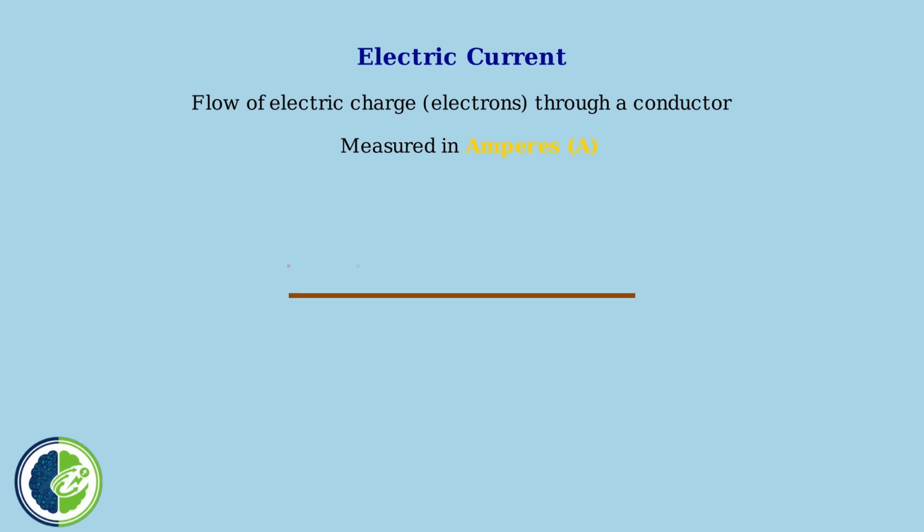To visualize electric current, imagine electrons moving through a wire like water flowing through a pipe. The electrons carry electrical energy from one point to another.